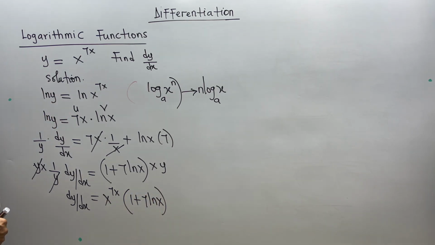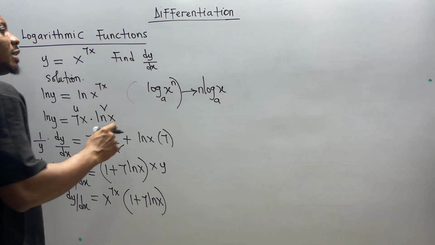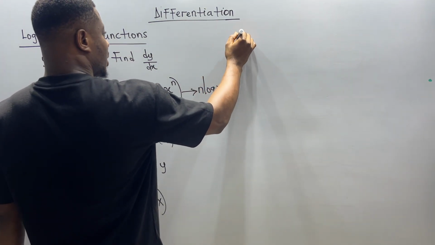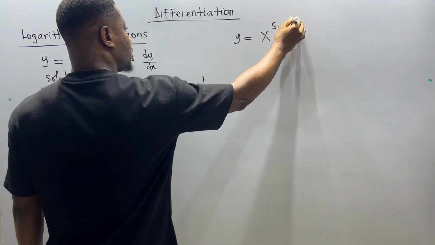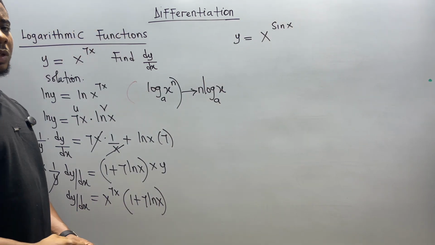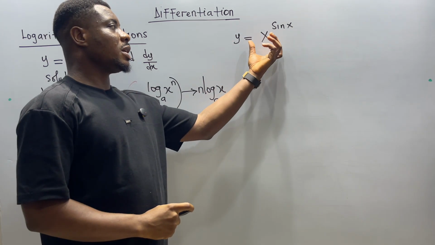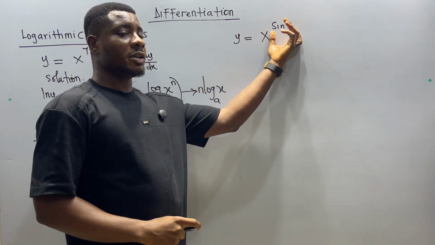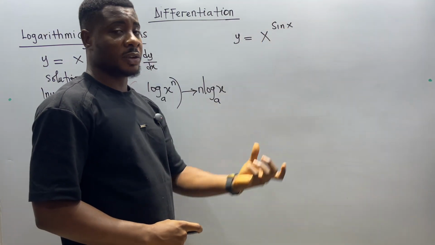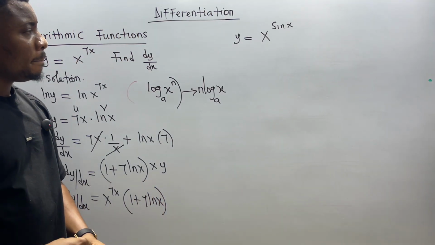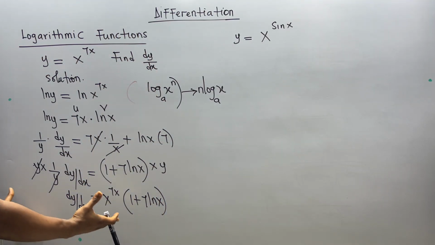All right? Quickly, what if I had a question like this? Let's say I had y is equal to x to the power of sine x. You can see that the base and the exponent are of the same variable x. Now we're going to apply the same technique here.